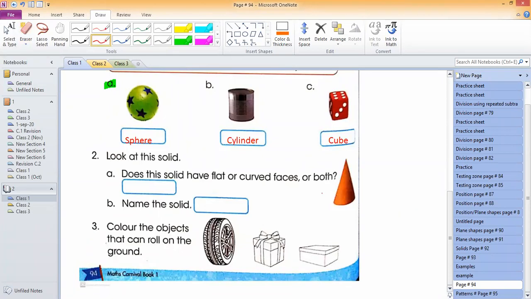Look at this solid. They are talking about this solid, guys. Look at this solid and identify. It has flat, curved, or it has both. Both means it has flat faces and it also has curved faces. What should you write here? Should I write flat, or curved, or both? Check this solid and tell me your answer in the chat box.